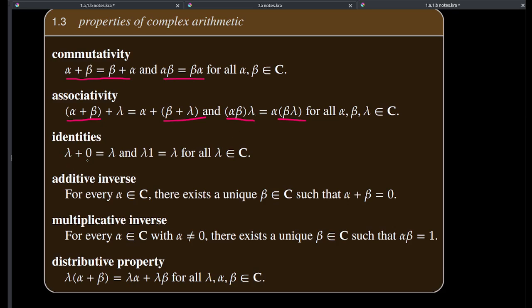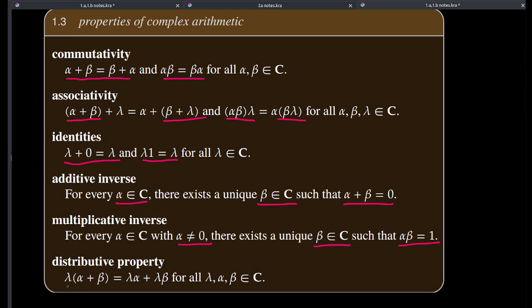Identities, 0 is a complex number, and if you add it to stuff, nothing happens. Similarly, 1 is a complex number, and if you multiply stuff by it, nothing happens. There are additive inverses. Pick an element of the complex numbers. There is another complex number you can add to it to get 0. There are multiplicative inverses. So for everything other than 0, there is a unique element such that if you multiply them together, you get 1, the element that doesn't do anything when you multiply stuff by it.